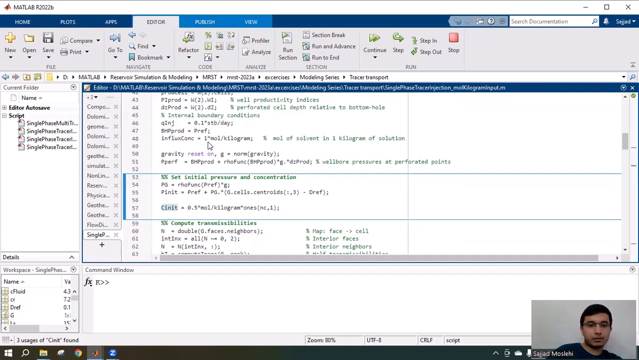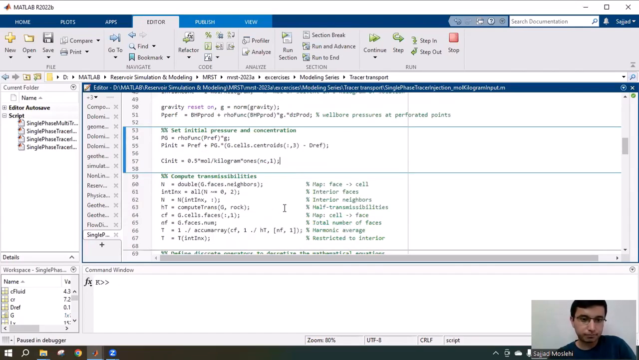And as you see, the concentration of the tracer in the injected water is higher than in the formation water. And so as the water is injected into the porous medium, into the reservoir, the concentration of the tracer in the formation water increases. All right, it is something that is expected.